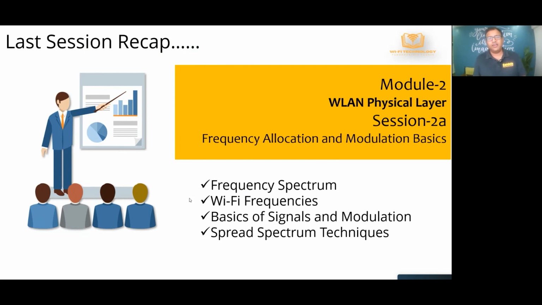And then we also touched upon spread spectrum techniques and the various multiple access techniques in the physical layer, including frequency hopping spread spectrum, which is one of the early versions of spread spectrum technology used in Wi-Fi. Then we talked about direct sequence spread spectrum, and we also touched upon OFDM a little bit. We explained the differences between these methods using examples.